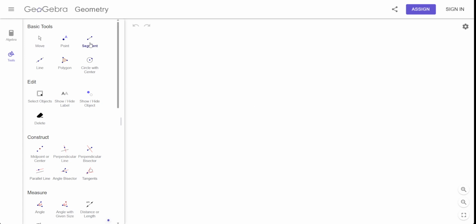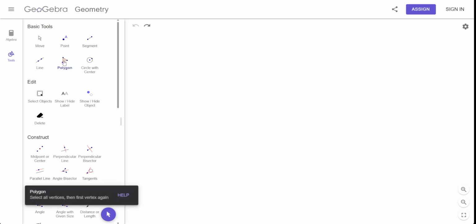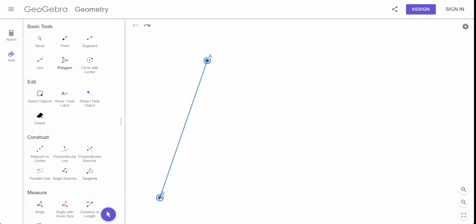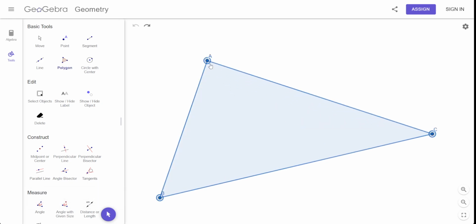Let's talk about this again. So watch, this is just a segment, okay? It's not a triangle, it's just a segment. But what if, no, let's not do that. Let's go right to the triangle. All right, so let's just draw any old triangle, right? Nothing special about it. There we go.